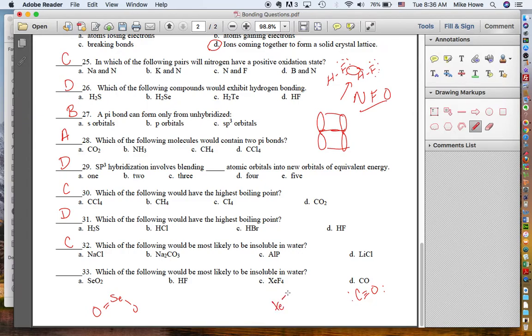XeF4 looks like this. It has four extras, so two pairs extra. That is a pair of electrons above the xenon and a pair of electrons below it. So that's going to be a square planar molecule. So a square planar for XeF4. And so that makes it nonpolar because all these vectors are going to cancel. So the nonpolar one is the one that's going to be insoluble.